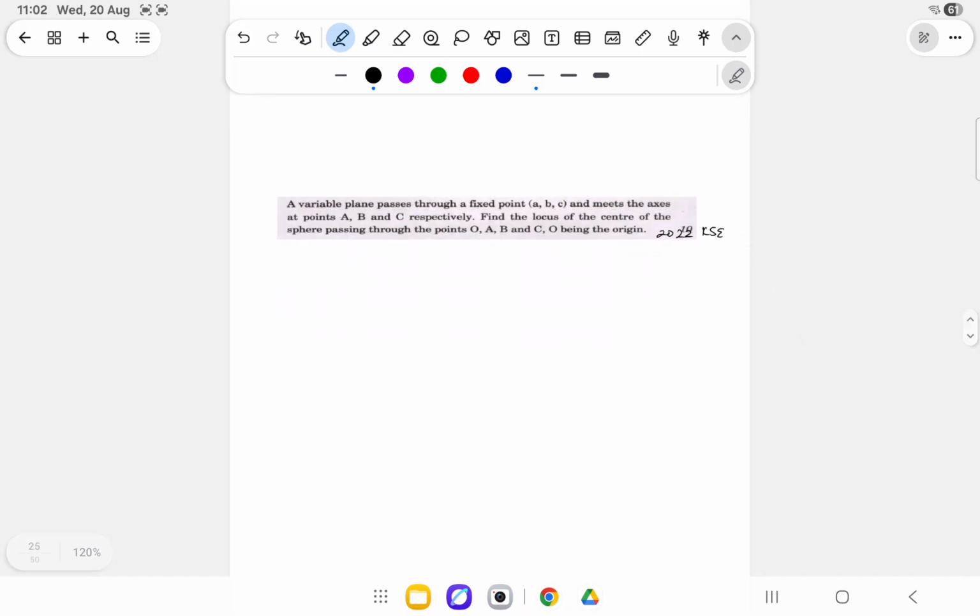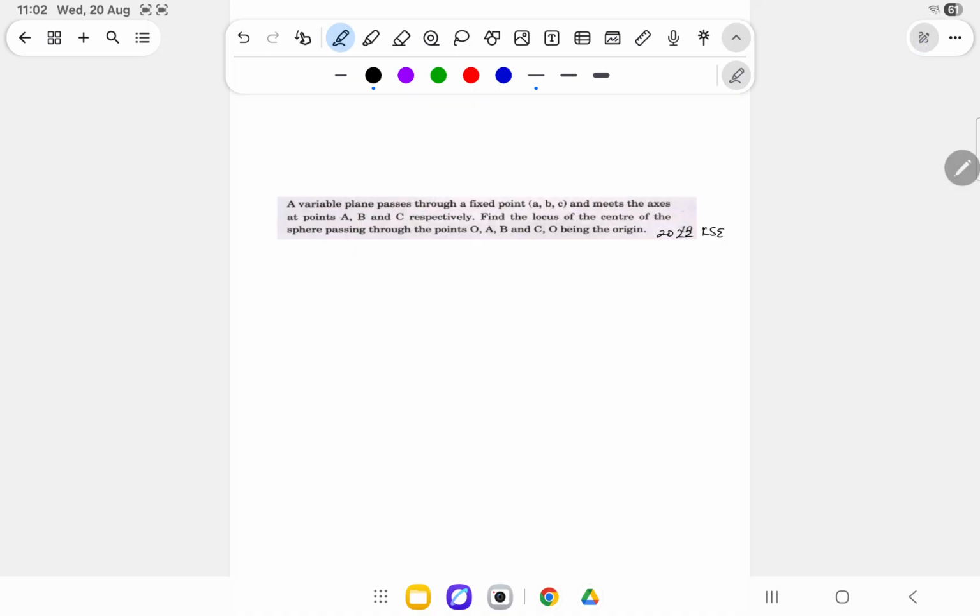So the next question is: they have given us a variable plane that passes through a point and meets the axes at points A, B and C. Find the locus of the center of the sphere passing through the points O, A, B and C, where O is basically the origin.